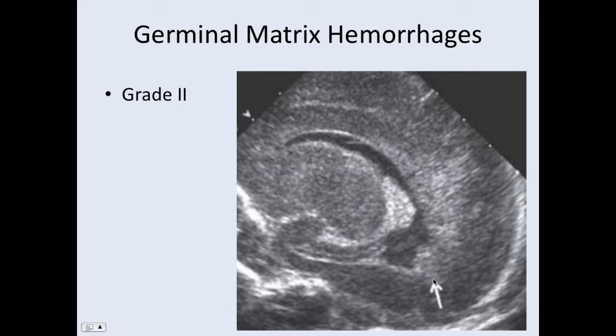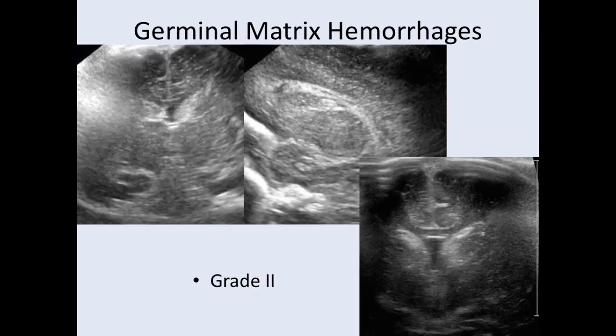So we can see in this patient that this area that the arrow is pointing to, which would normally be filled with dark CSF fluid, is filled in instead by an echogenic blood clot. But notice that the ventricles are not enlarged, so the patient does not have hydrocephalus, so this is just a grade 2 bleed.